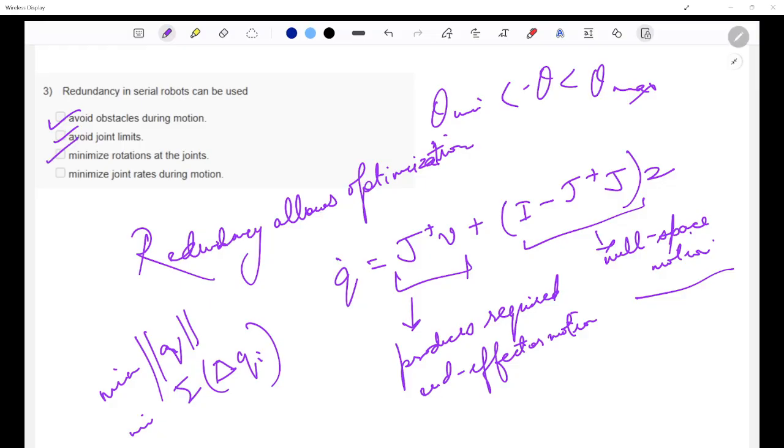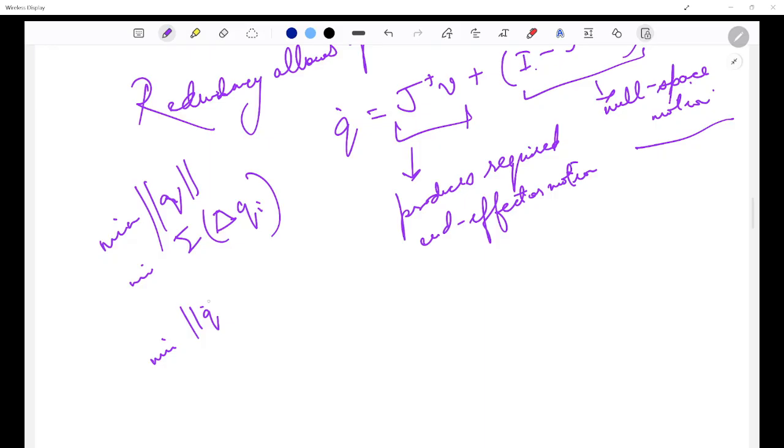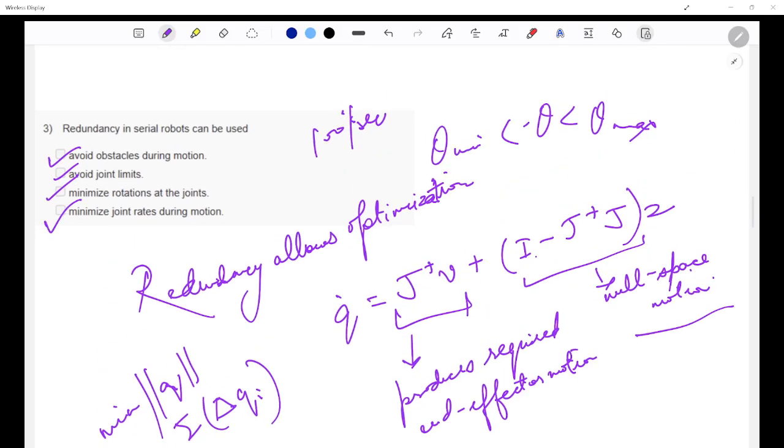For option D, minimizes joint rates during motion. This refers to smooth motion. Sometimes a trajectory may require very high joint speeds. Redundancy allows distributing motion among the joints. So instead of one joint moving very fast at, let's say, 100 degrees per second, we can use a combination of joints, 40 degrees per second, 30 degrees per second, or 30 degrees per second, thus minimizing the joint velocities. So our optimization problem in this case can be minimize Q dot. This leads to smoother and safer motion. Hence, option D is also correct.